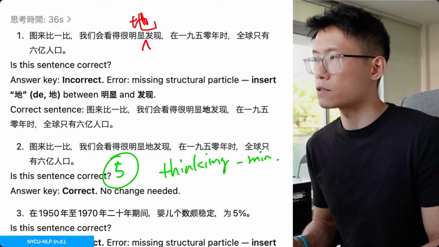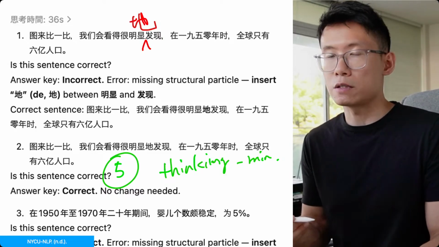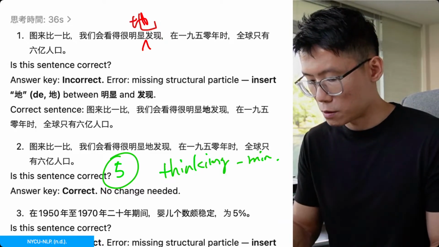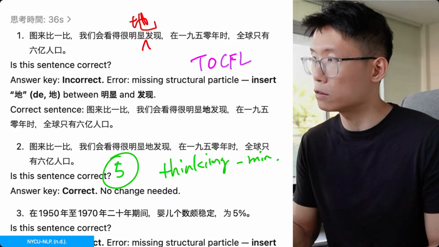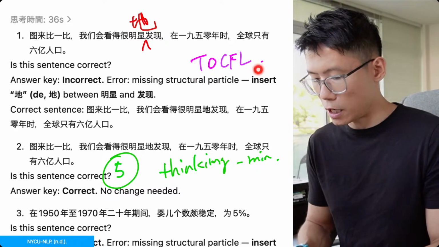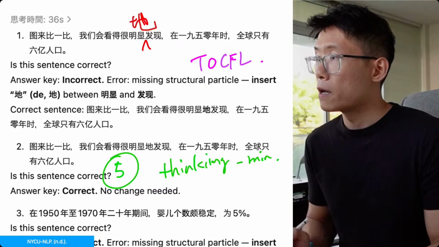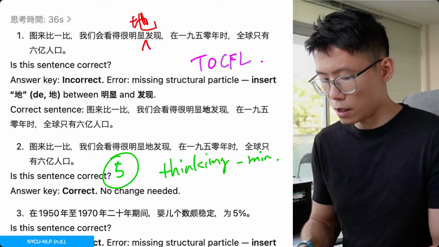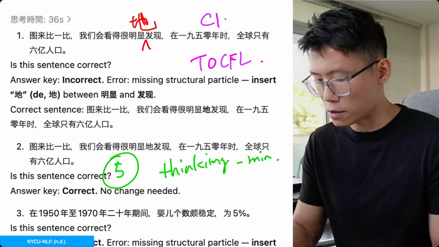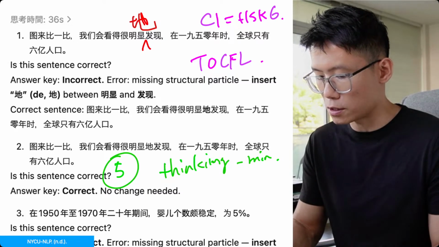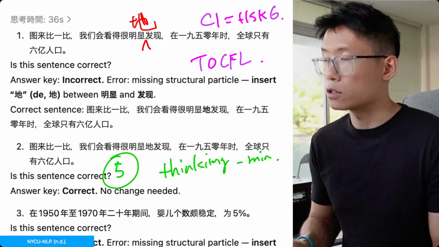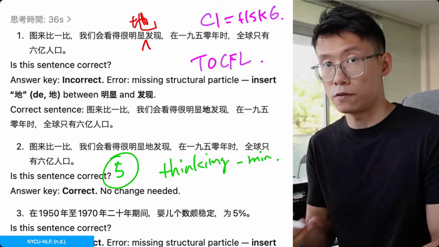And these sentences are generated by students who wrote the Taiwanese TOCFL test. Of course, because it's Taiwan, they wrote in traditional Chinese. And these students are at the C1 level, which is equivalent to HSK 6, right? So these are quite advanced students, and they're still making these kind of errors. It just goes to show you that the is very, very tricky.